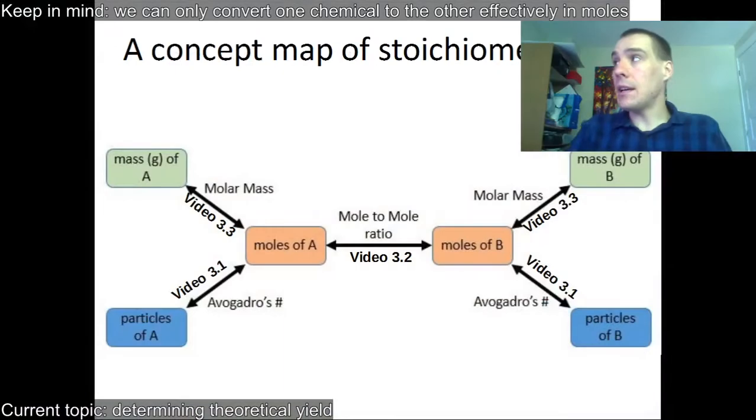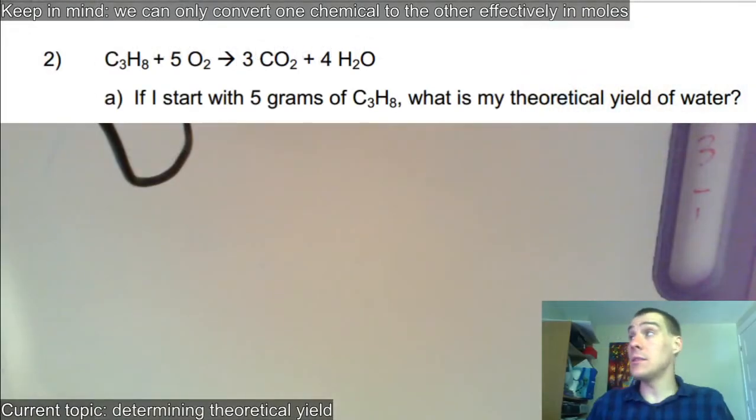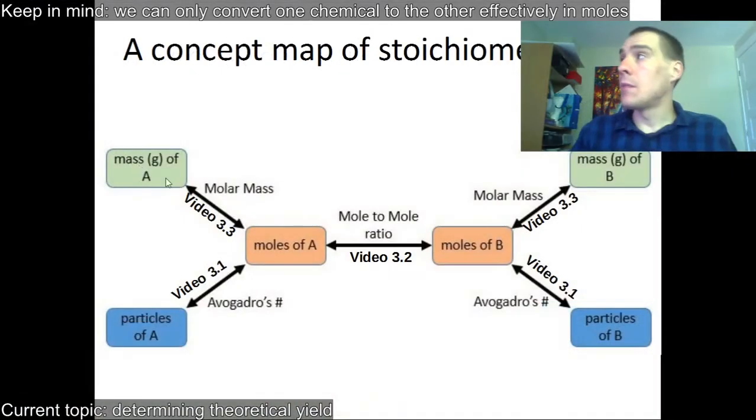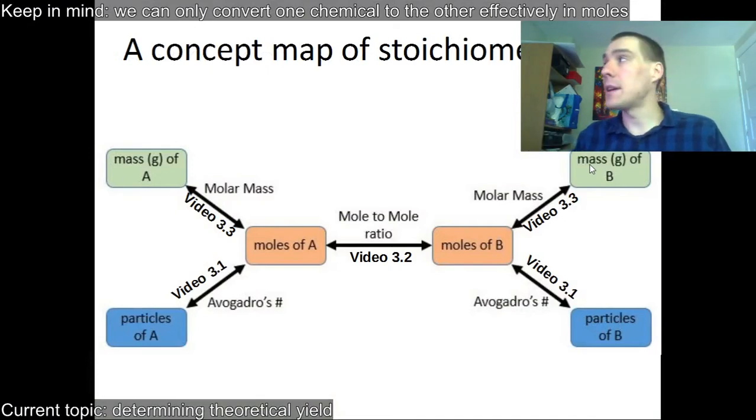So looking at our little concept map, we've got the mass of A. A here is the C3H8. We want to get to mass of B. That's a theoretical yield, mass of B. To get there, we're going to go to moles of A, then to moles of B, then to mass of B.